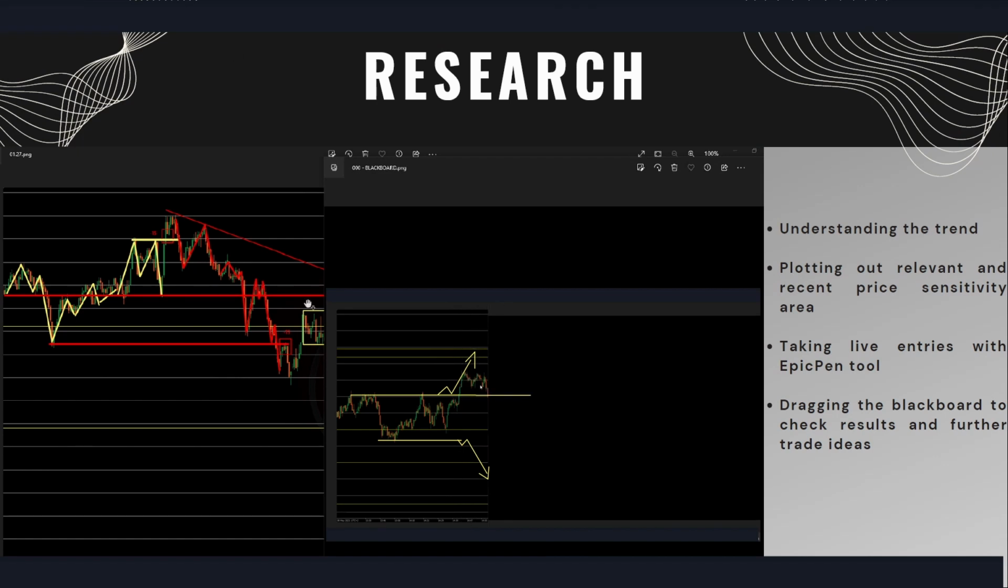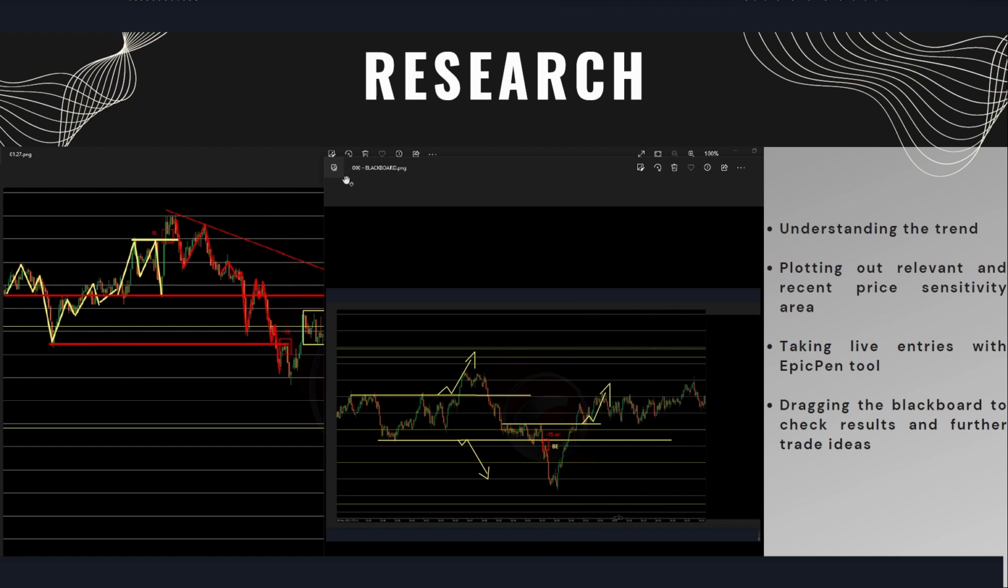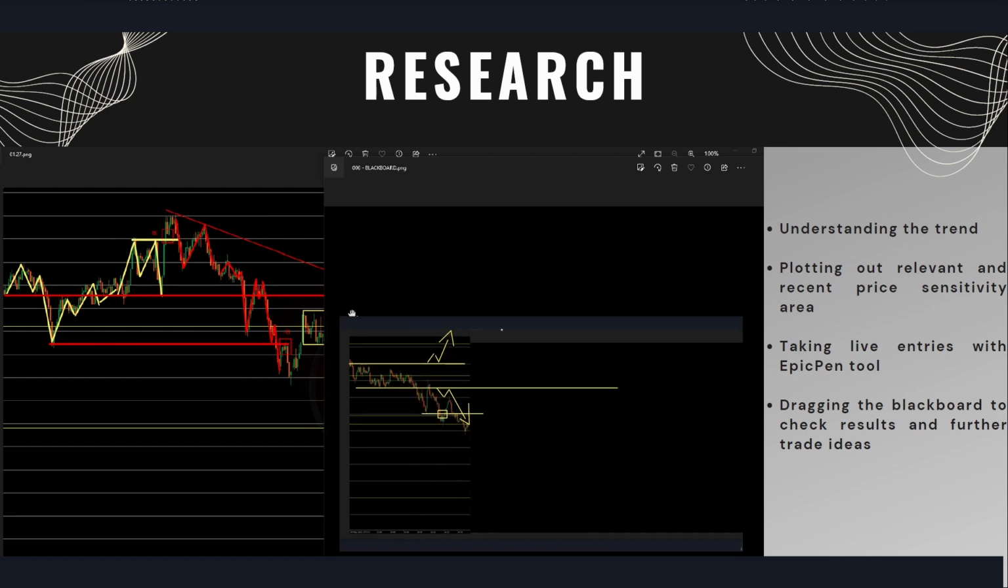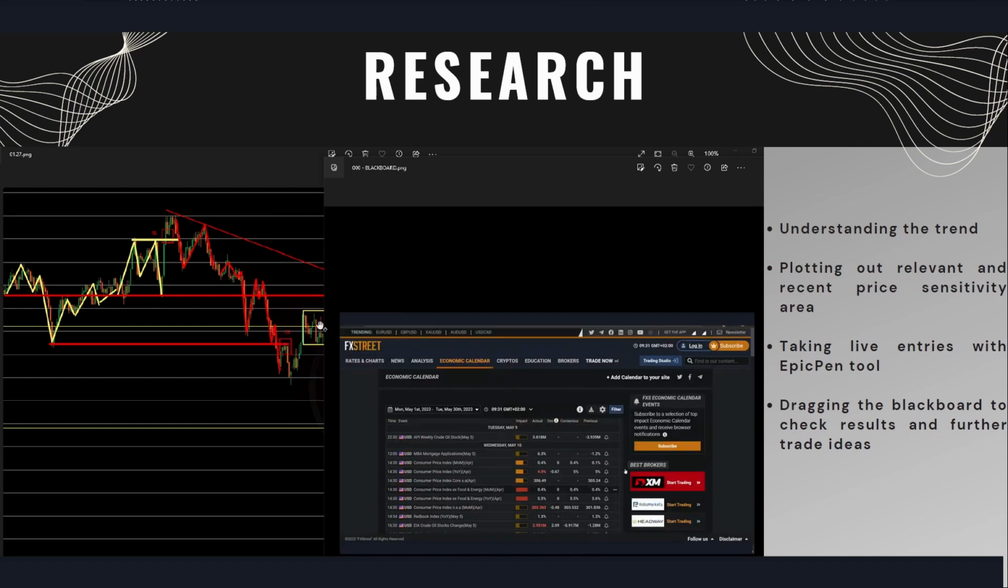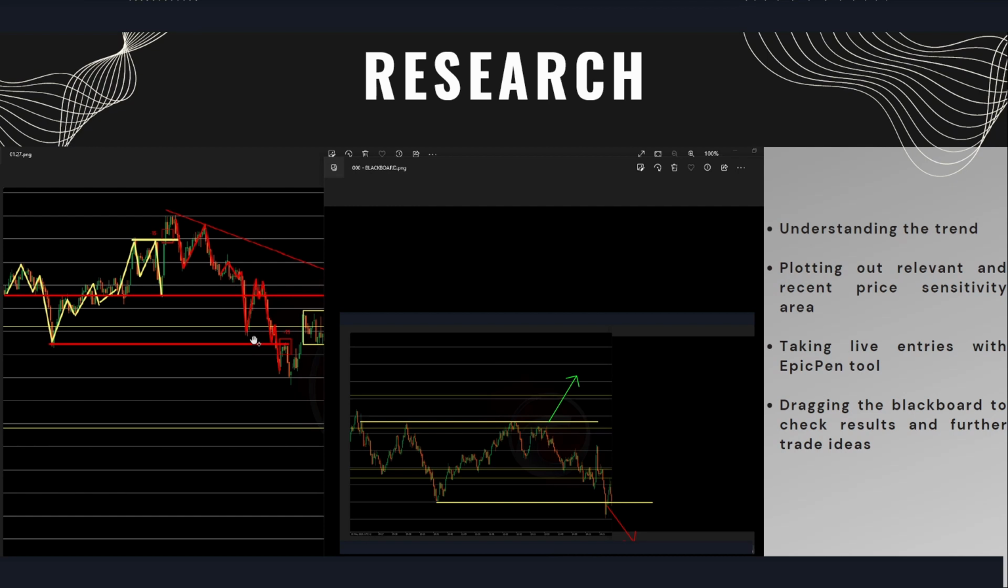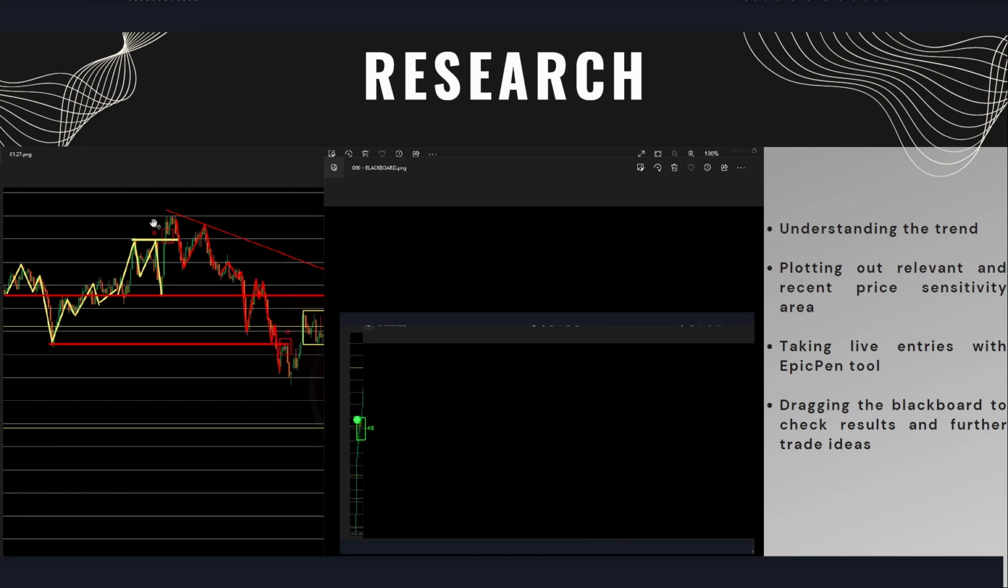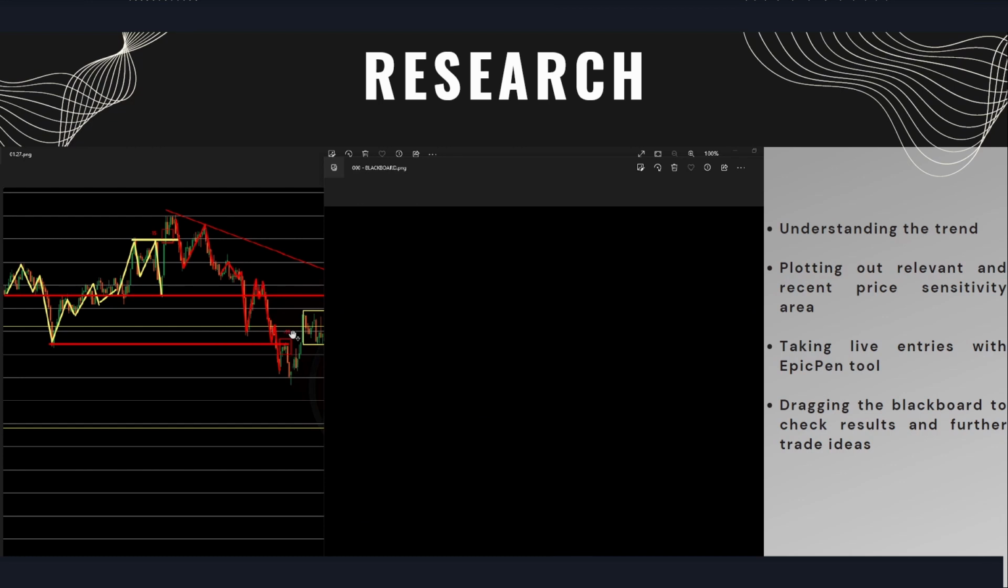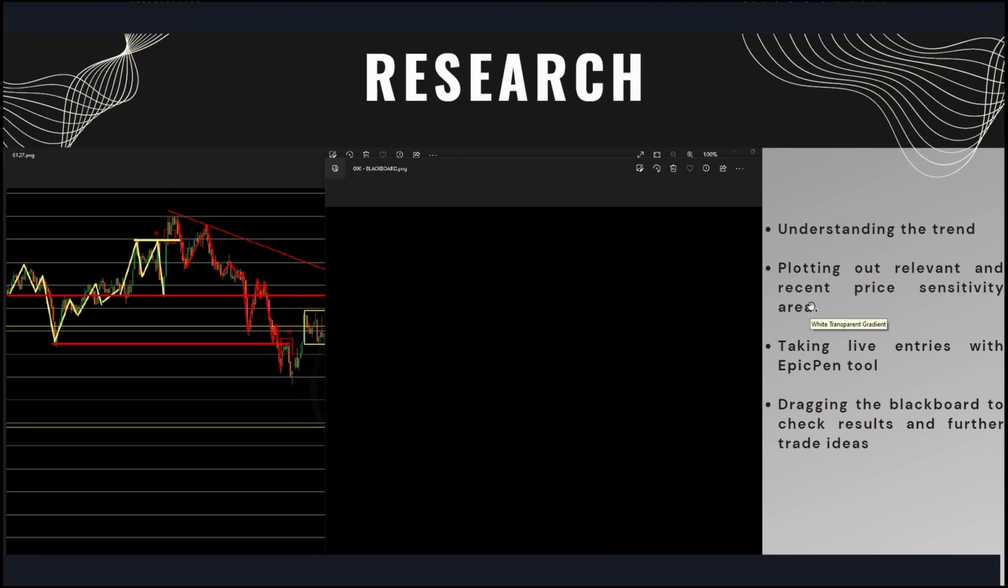As you can see here, I was using this New York session screenshot, and then I was slowly moving the blackboard to the right side in order to see what the reception was. And with this market I was taking trades. So you can see if it was red, it was a loss, minus 15 pips. Maybe here I was looking for buys, and then I was looking for sells below here at a fake out, sending the trend, plotting out the relevant and recent price sensitivity area, taking live entries, and then dragging the blackboard to see and check the results.